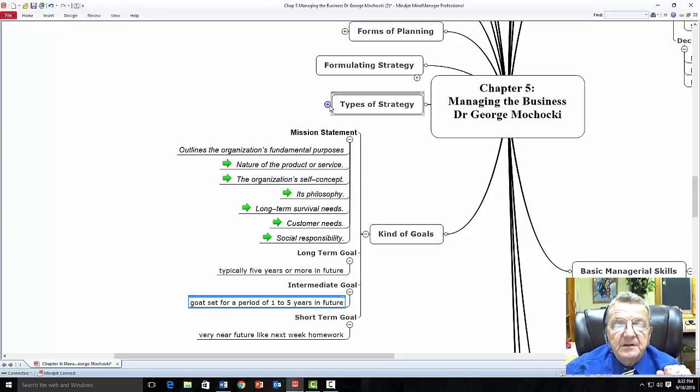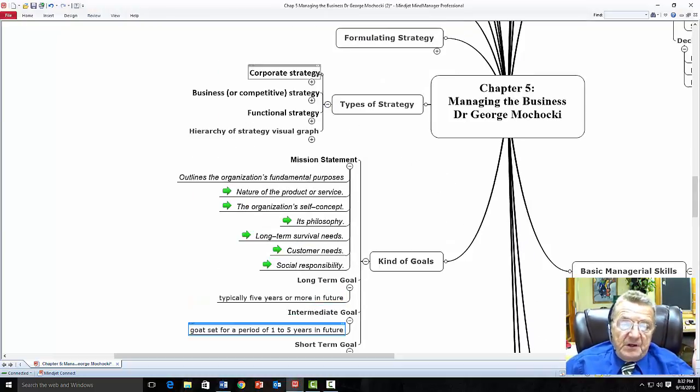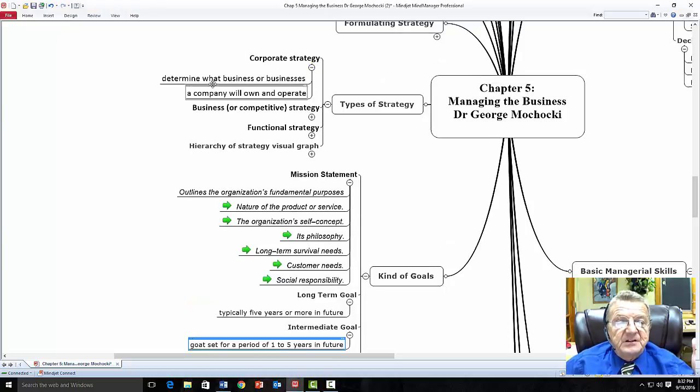Okay, now types of strategies. You have corporate strategies. If I'm looking at corporate strategies, they basically determine what business or businesses a company will own or operate in. So that's top management coming in there.